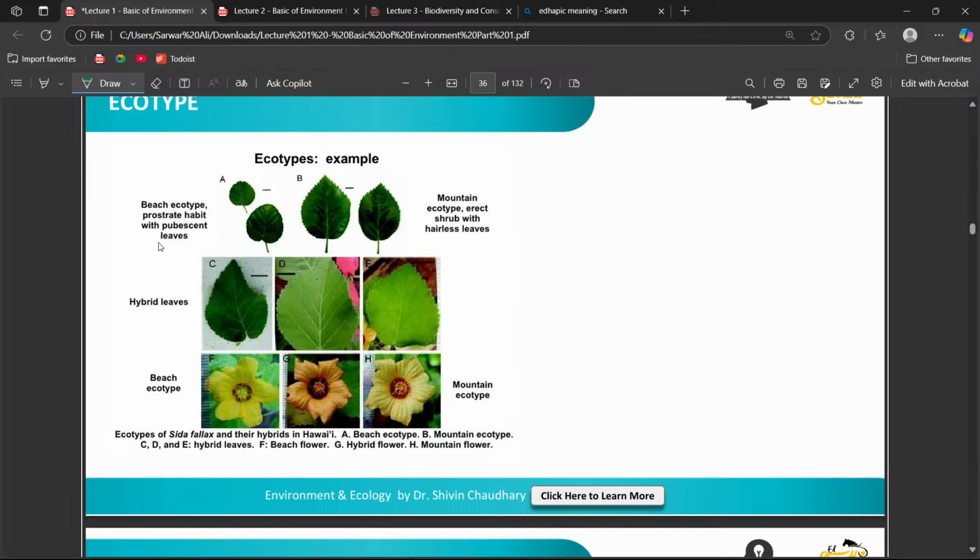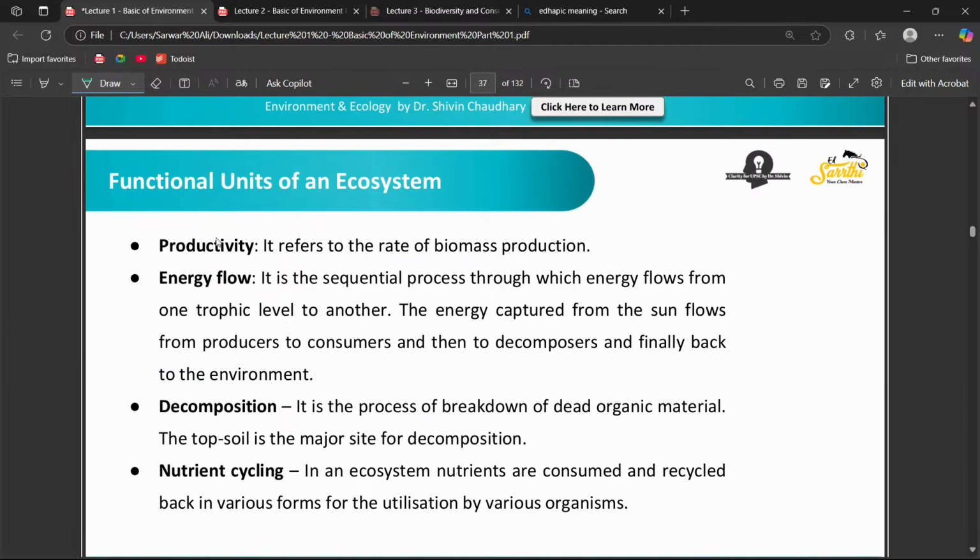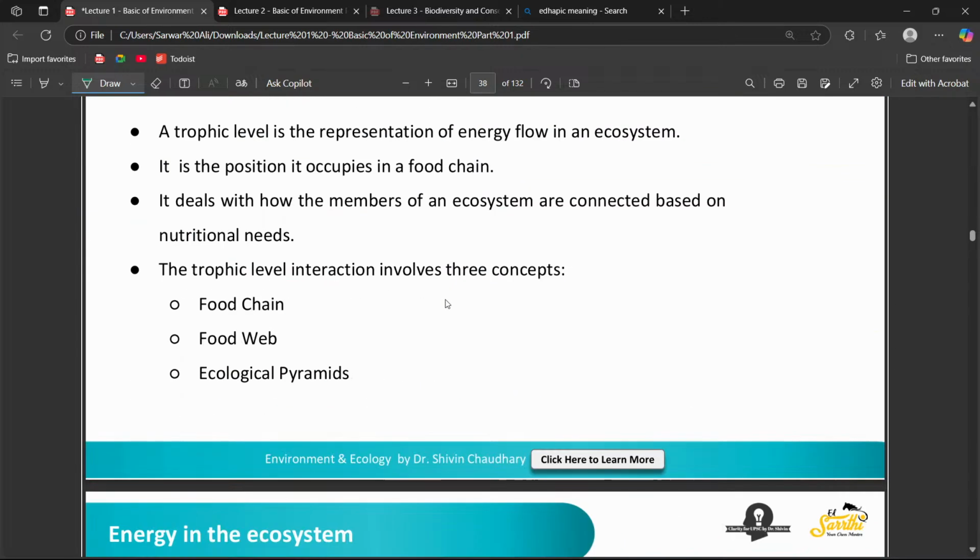Now we have ecotype. Another example: beach ecotype is prostrate habit with pubescent leaves. Mountain ecotype is erect, shrub with hairless leaves. Beach ecotype, mountain ecotype. Now productivity, energy flow, decomposition. Productivity, what we read already, is the rate of biomass production. Energy flow is sequential flow. Decomposition is breakdown of dead organic material.